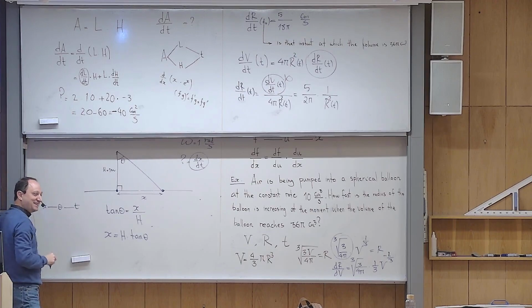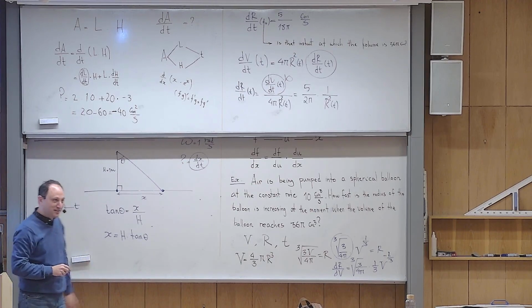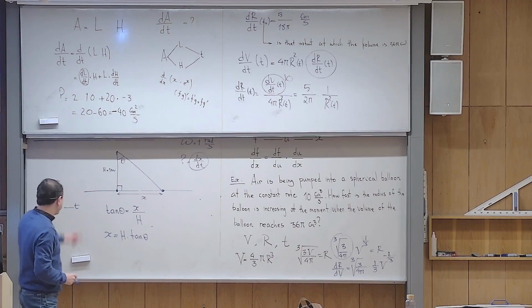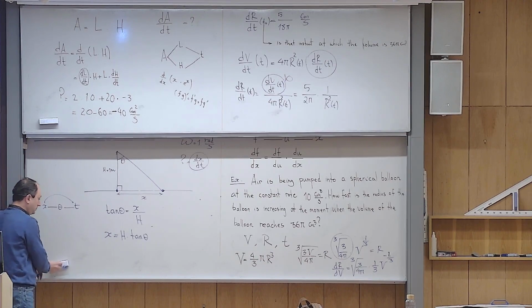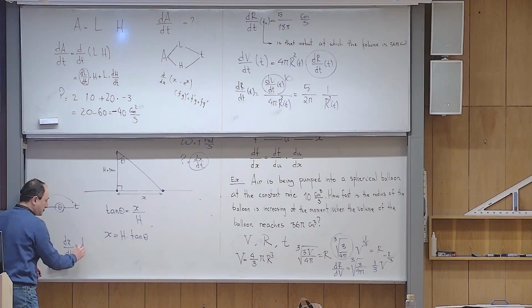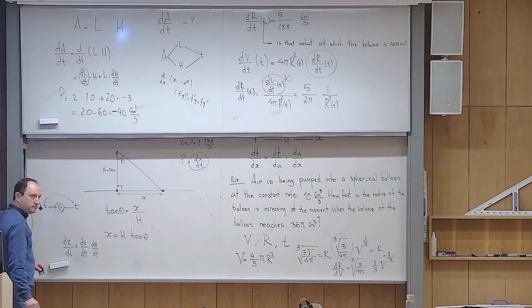x is a function of theta, and theta is a function of time t. But I am interested in dx/dt, and I have an intermediate variable. So what should I write? I should write dx over d theta multiplied by d theta over dt. Okay, so this is my question mark.